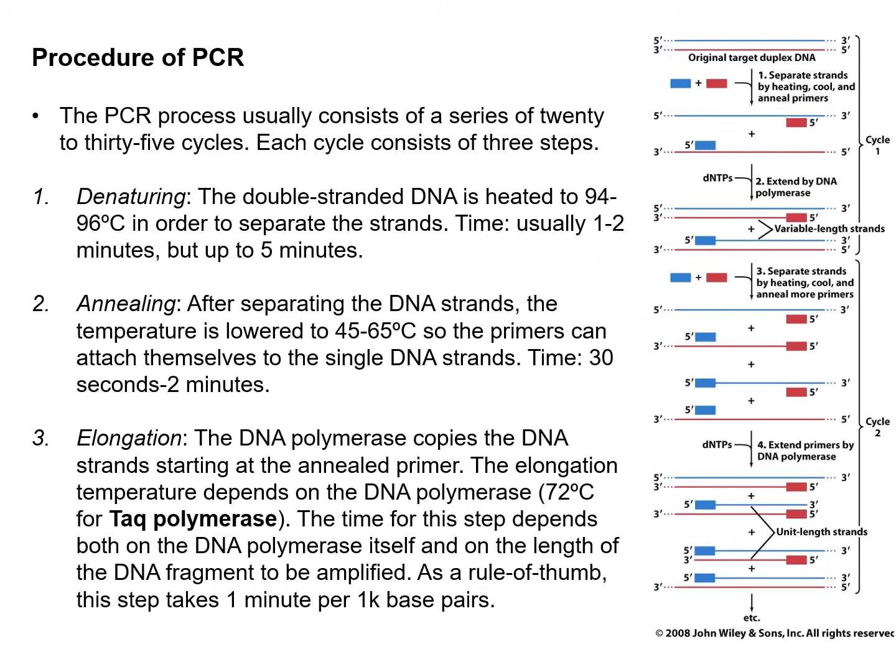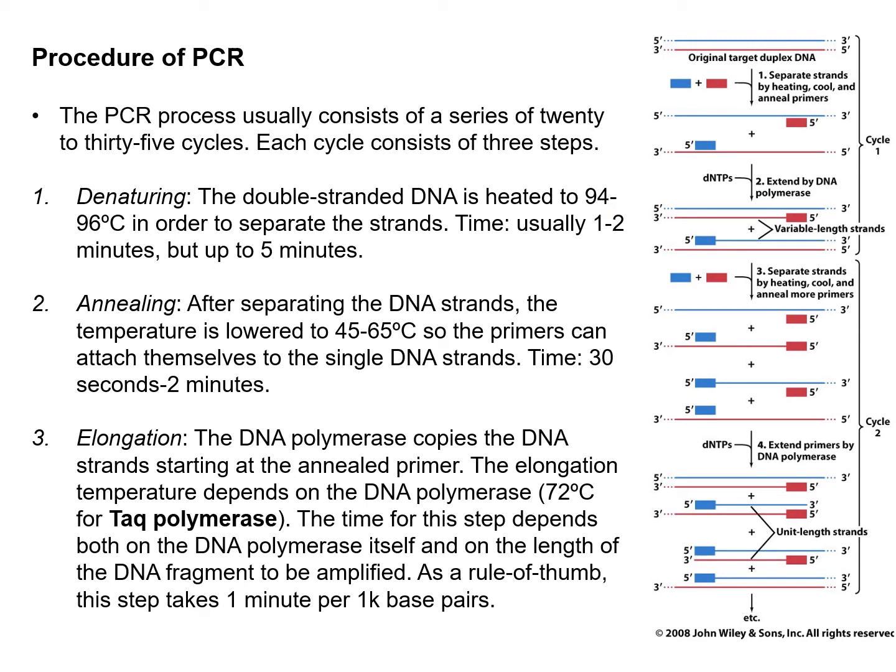So the PCR process usually consists of a series of 20 to 35 cycles, and I briefly talked about one cycle in a previous slide, and each cycle consists of these three steps, which are also written here too. The first step is the denaturing process, where the double-stranded DNA is heated to roughly 95 degrees C or so to separate these two strands. It's just peeling off all the base pairing between two strands. And it usually takes about 1 to 2 minutes or so.